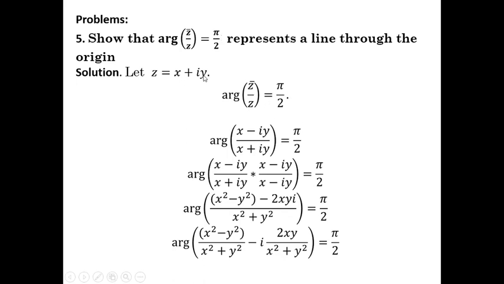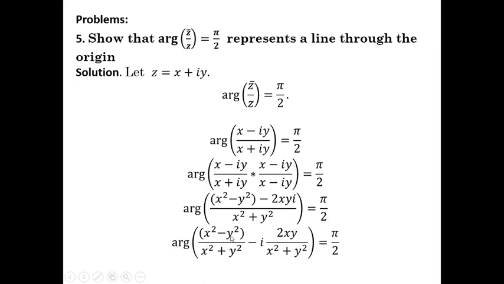Let z is equal to x plus iy and z bar is equal to x minus iy. Substitute here, we get x minus iy divided by x plus iy is equal to pi by 2. Now apply the rationalization for this function. We get x minus iy into x minus iy divided by x plus iy into x minus iy. Simplify, we get x square minus y square minus 2 into x into y into i, whole divided by x square plus y square, is equal to RHS pi by 2.